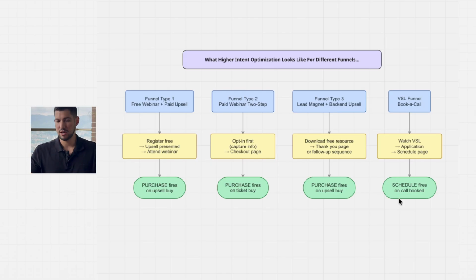And for a book a call, as I mentioned, it's the exact same thing. So don't optimize for people filling out a form, optimize for people scheduling the call. And ideally, people who schedule the call should only be people who filled out the form correctly so that you don't have low quality leads scheduling the call and triggering that event.